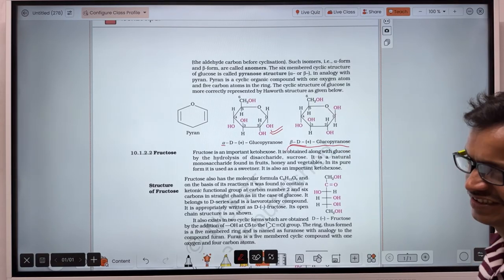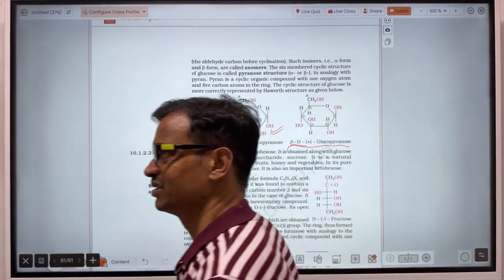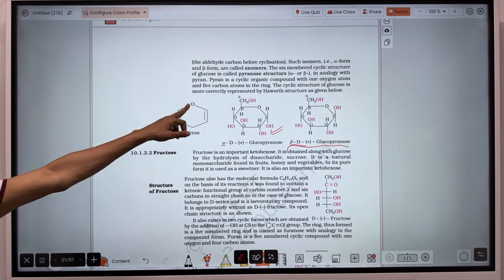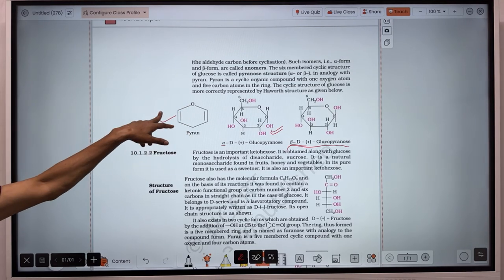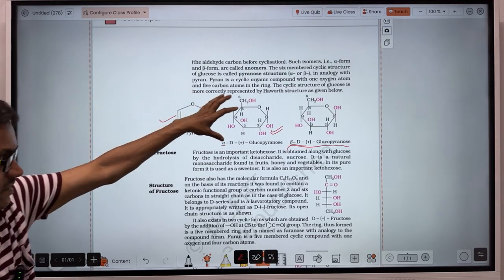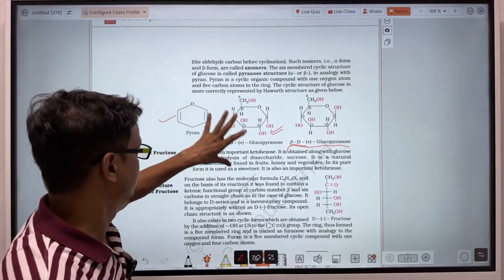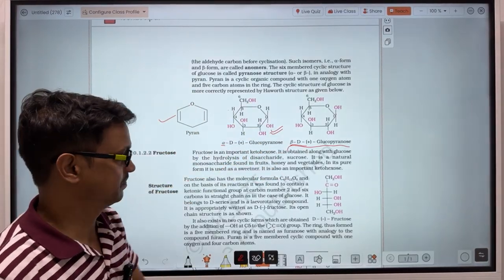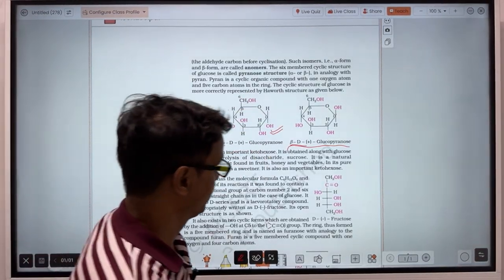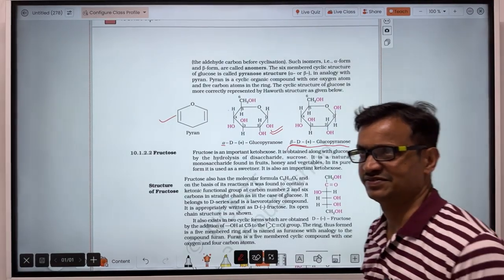Glucopyranose it is called because it is the pyranose form of the structure of glucose. Why pyranose form? It is the structure of pyran. Pyran is composed of five carbons and one oxygen. So the cycle resembles that of pyran. That's why it's called glucopyranose. So alpha glucopyranose when the OH is below, and beta glucopyranose when the OH is above.